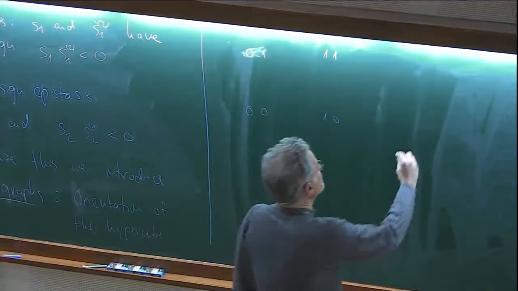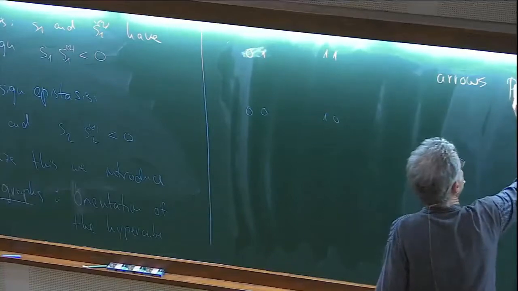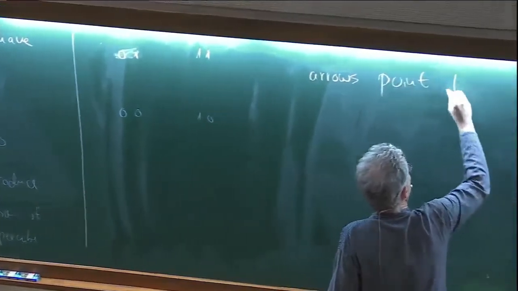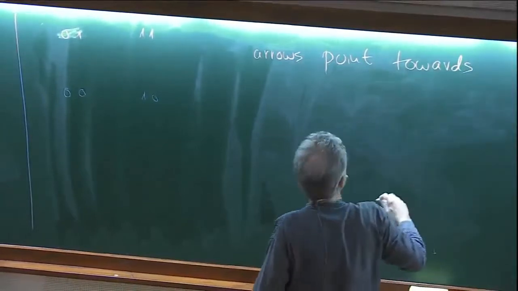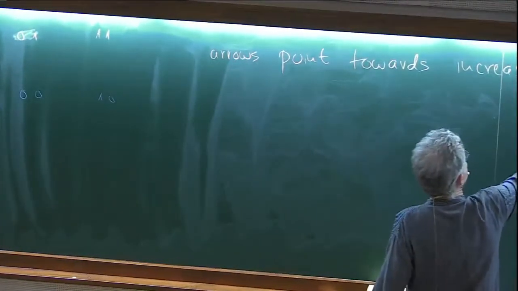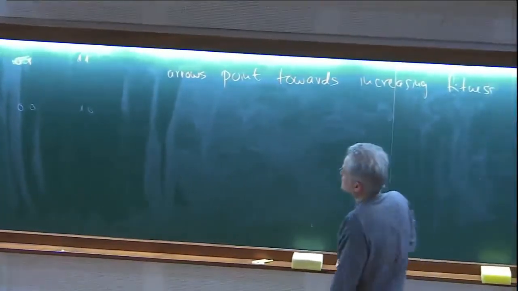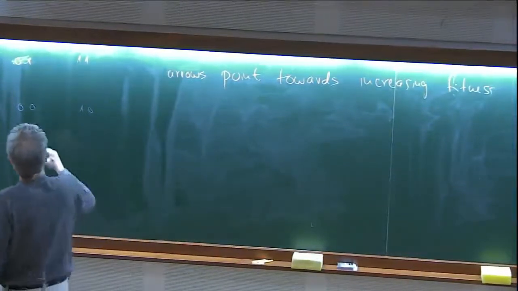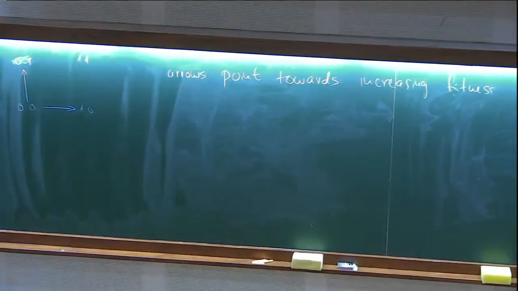Okay, so we say here arrows point towards increasing fitness. So let's do that. So let's suppose that both of the mutations are beneficial. So this means that these arrows point in this direction. Okay.